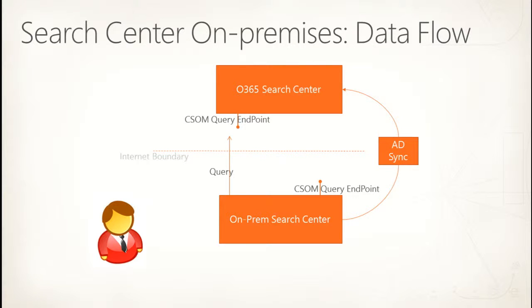We do some identity mapping, so we go from the user's identity on-premise, and we map that using some of the federated identity and the directory synchronization concepts that I talked about briefly. We map that to the Office 365 identity, and then we simply issue a search query from there. And so that gets us the most relevant Office 365 results, which then get sent back to the on-premise search center and ultimately displayed on the page of results for that user.